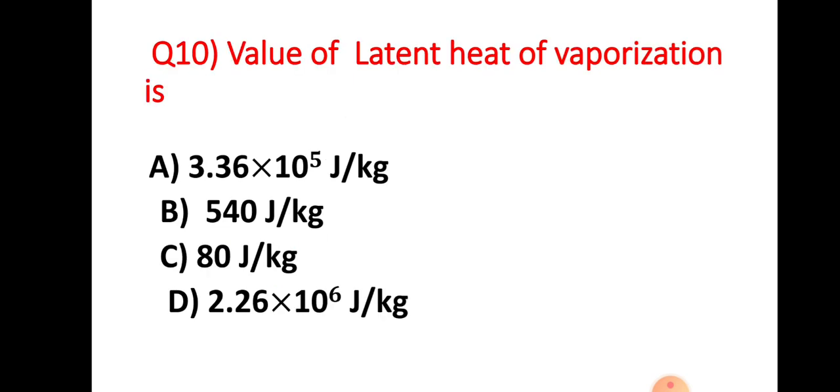Now let us see question number 10. The value of latent heat of vaporization of water is, the right answer for this is 2.26 into 10 to the power 6 joule per kg.